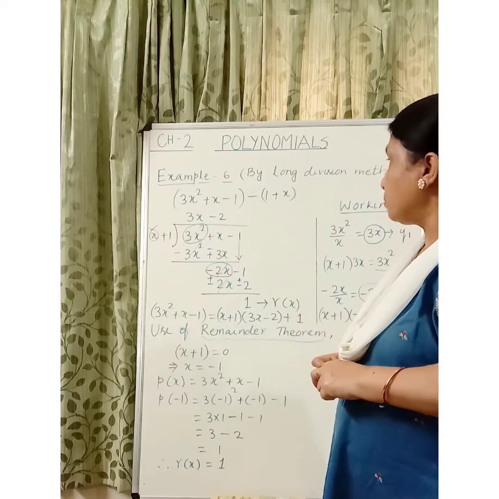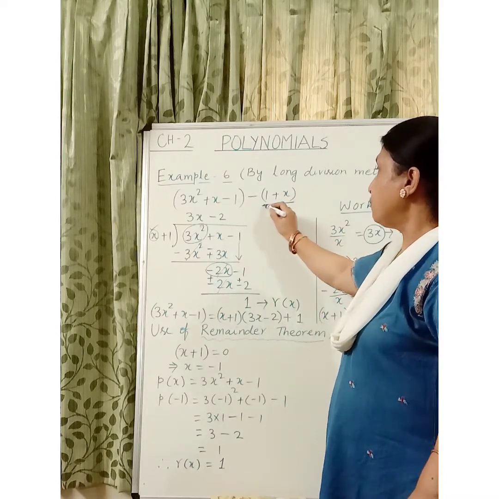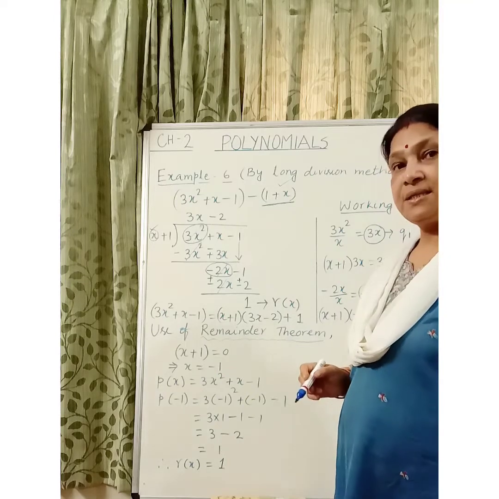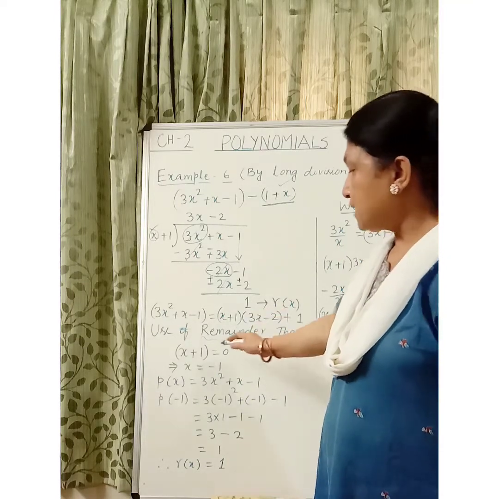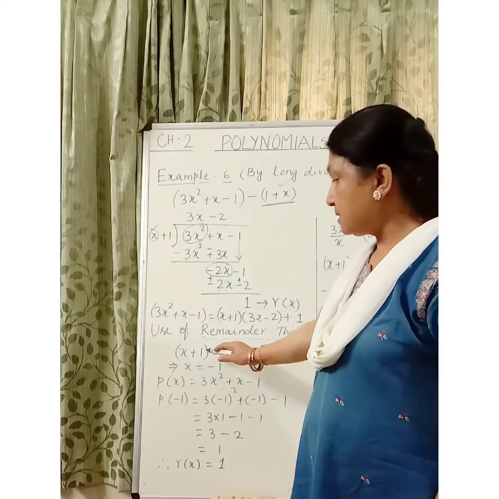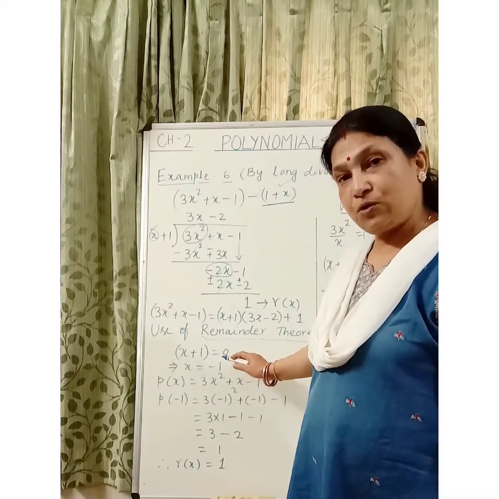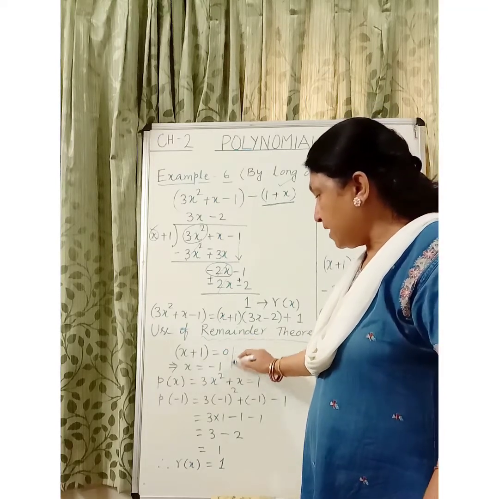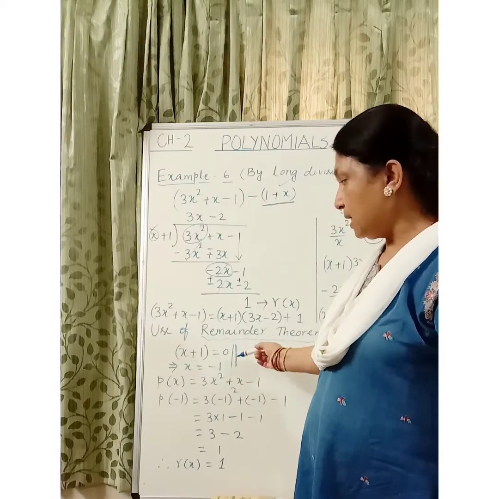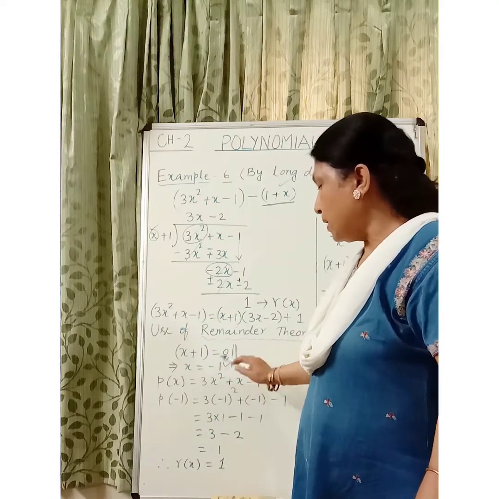Now the same example, we can find out the remainder using the remainder theorem. So how will we use the remainder theorem? We'll be finding out the value of x from the divisor polynomial. The divisor polynomial is 1 plus x or x plus 1. So this has to be 0. To find the value of x, it is just to find the zero of the polynomial, just like simplifying a linear equation in one variable, as we have done to get the value of x. x plus 1 is equal to 0, so the value of x is minus 1.